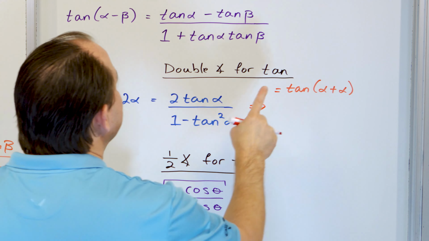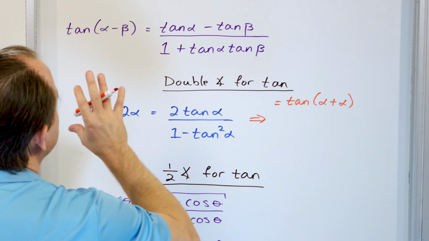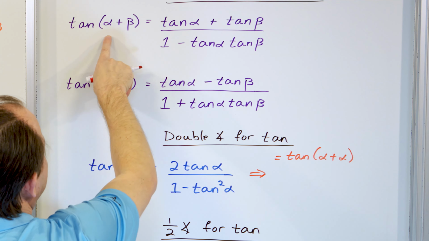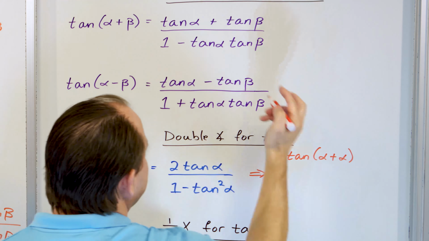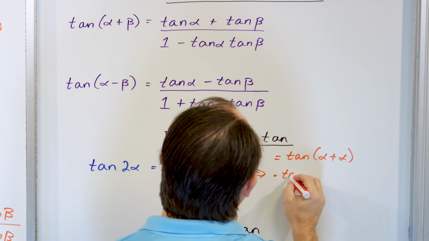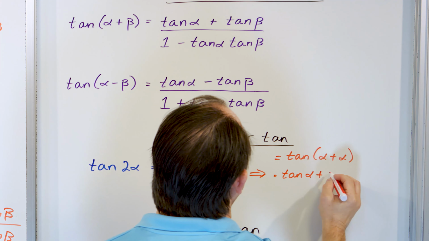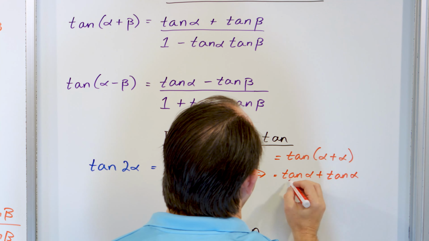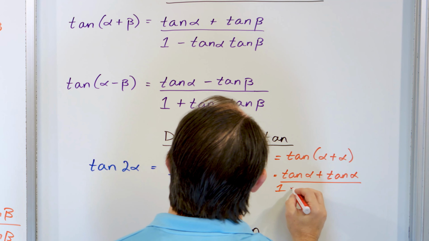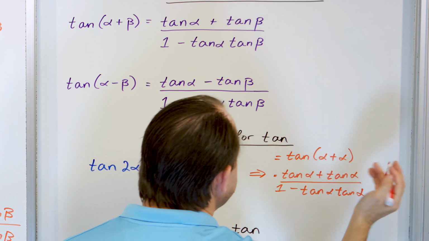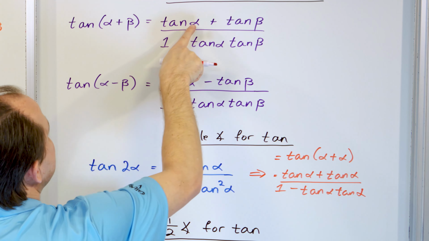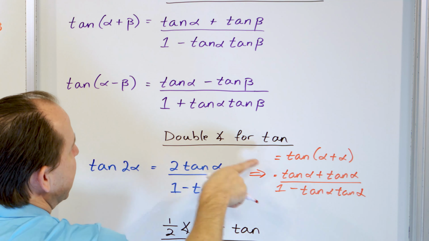And then I already have a previous identity, which I haven't proved to you, up here on the board. Any two angles added together, you could just use this thing, but the angles are the same, alpha and alpha. So this is the same thing as tangent of alpha plus tangent of alpha over 1 minus tangent of alpha times tangent alpha. Make sure you understand, when the angles are the same, then everywhere you see a beta, you just put an alpha, and that's all I did.